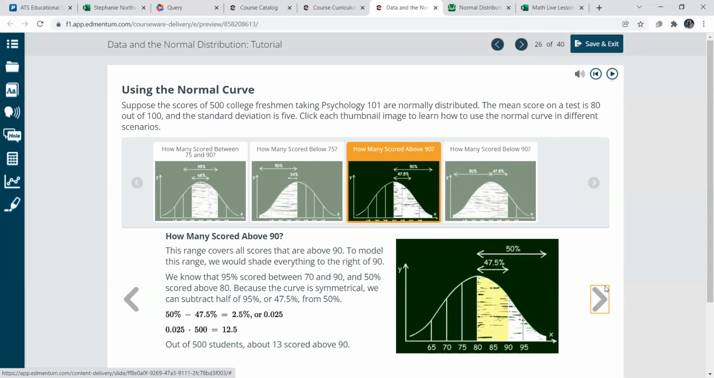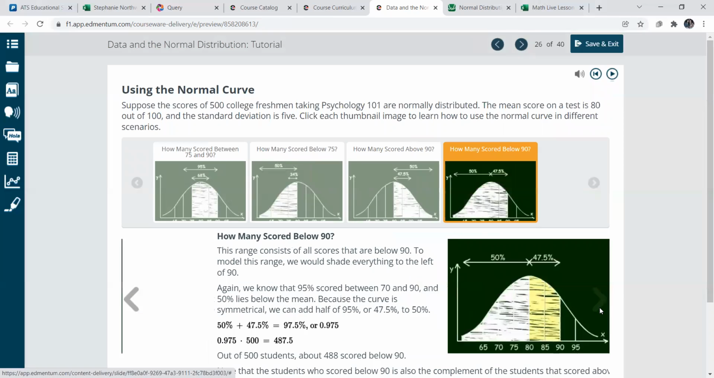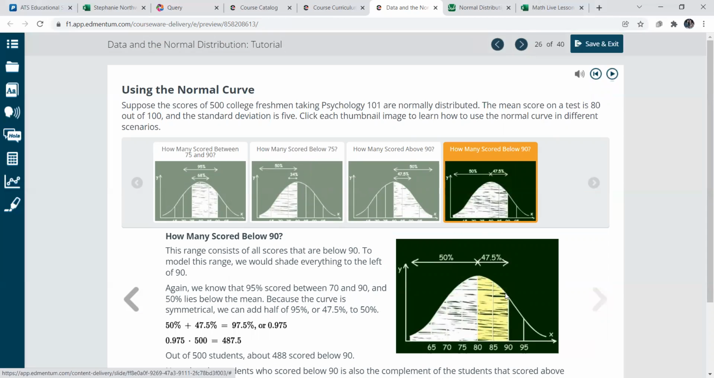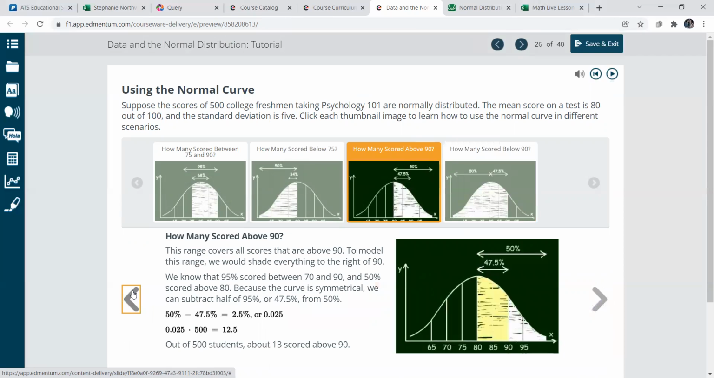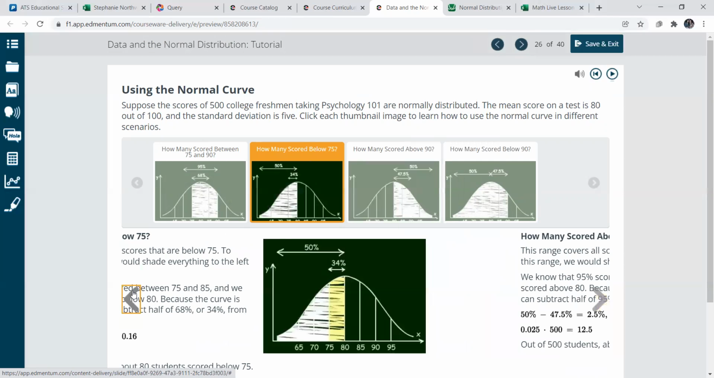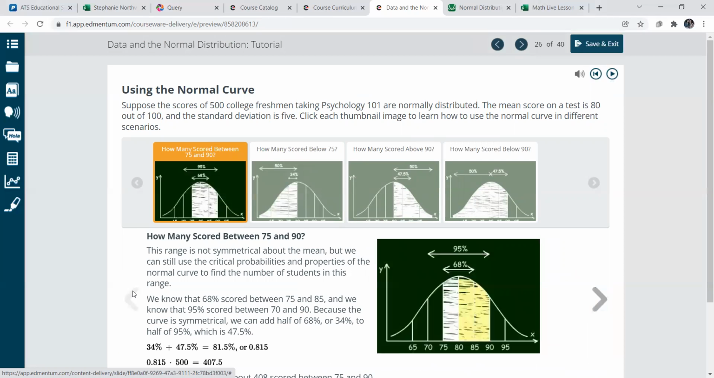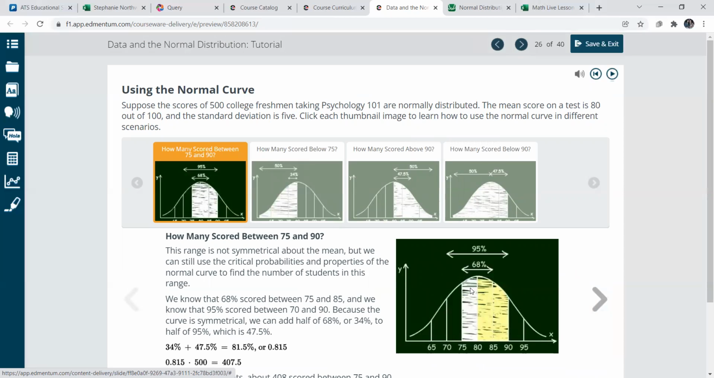And then how many scored below? And there you have it. We have quite a bit that scored below 90. So you can measure the good majority of it. And we'll review these. So this is how it's being measured here.